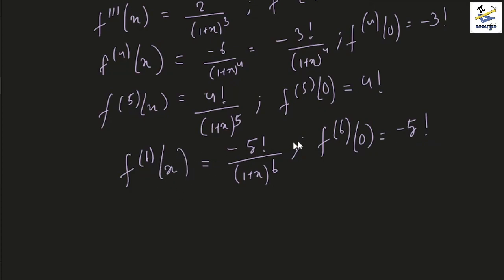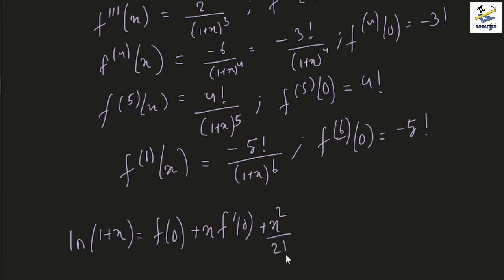So as you can see, for the even order of derivative, we have a negative factorial, 1 less than it, and for the odd we have the positive factorial but 1 less than the derivative. So we can write that ln of 1 plus x, by the Maclaurin series definition, should be f(0) plus x into f'(0) plus x square by 2 factorial into f''(0) plus x cube by 3 factorial into f'''(0), and so on, right?